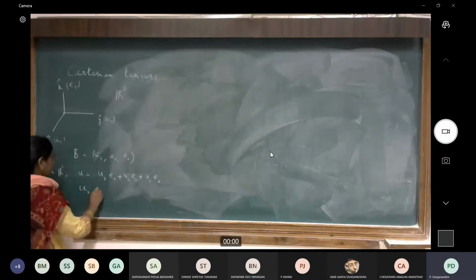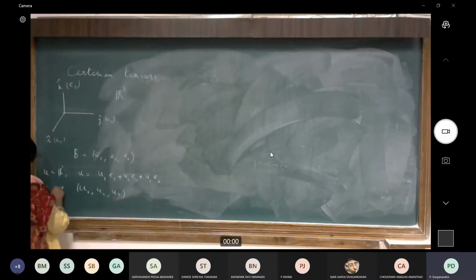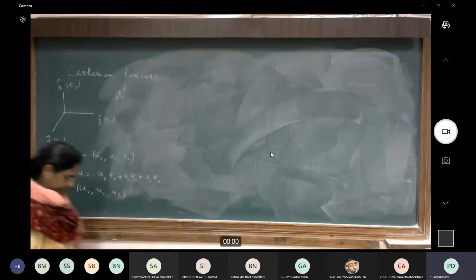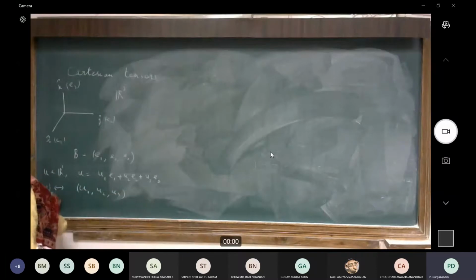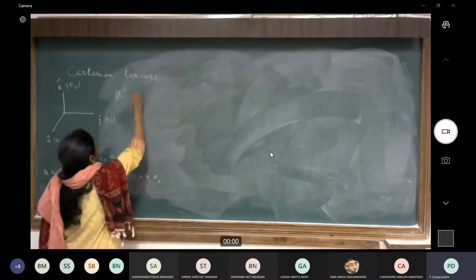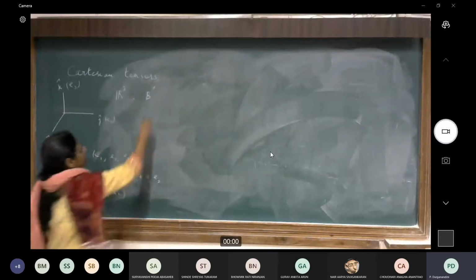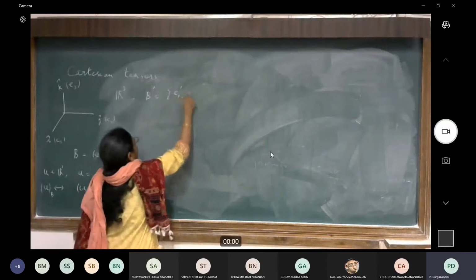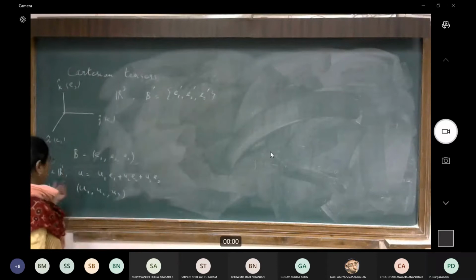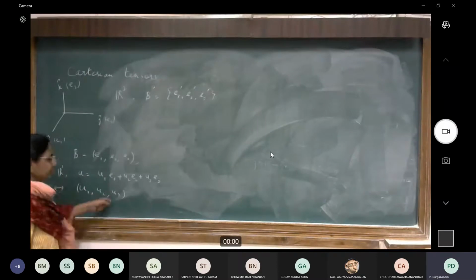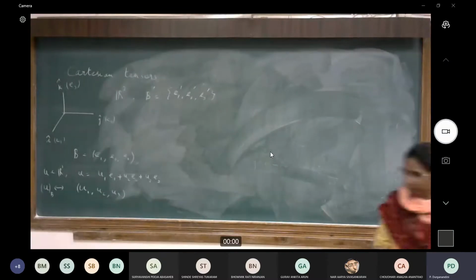And these three real numbers, U1, U2, U3, give a realization of the vector U with respect to this basis. Then what I did was suppose now I choose another basis, since our choice of basis is not unique, call it B prime. Then what is the relation between these components with respect to basis B and B prime? We have figured out how, given a linear transformation, we can relate the components.